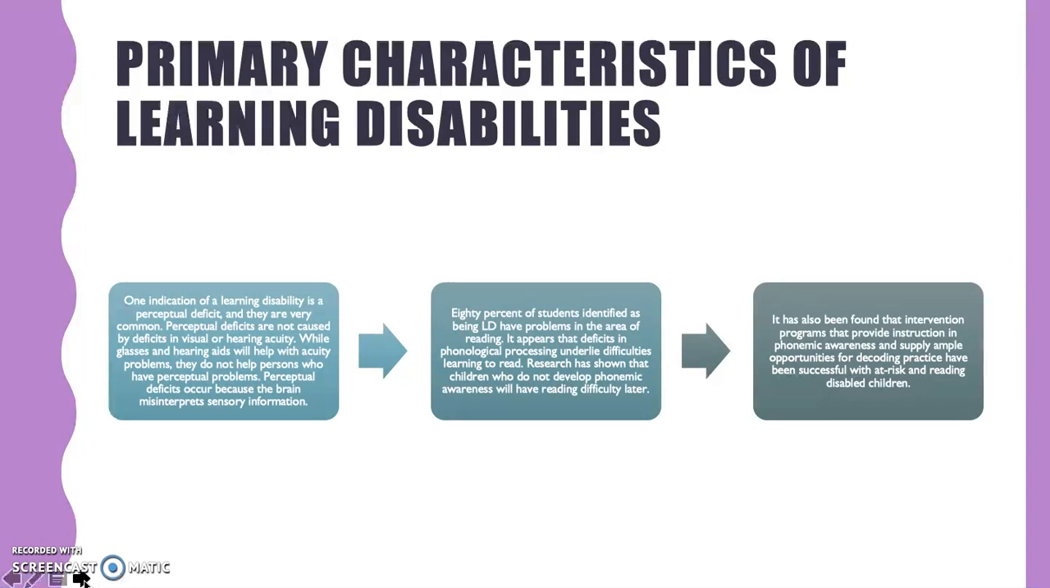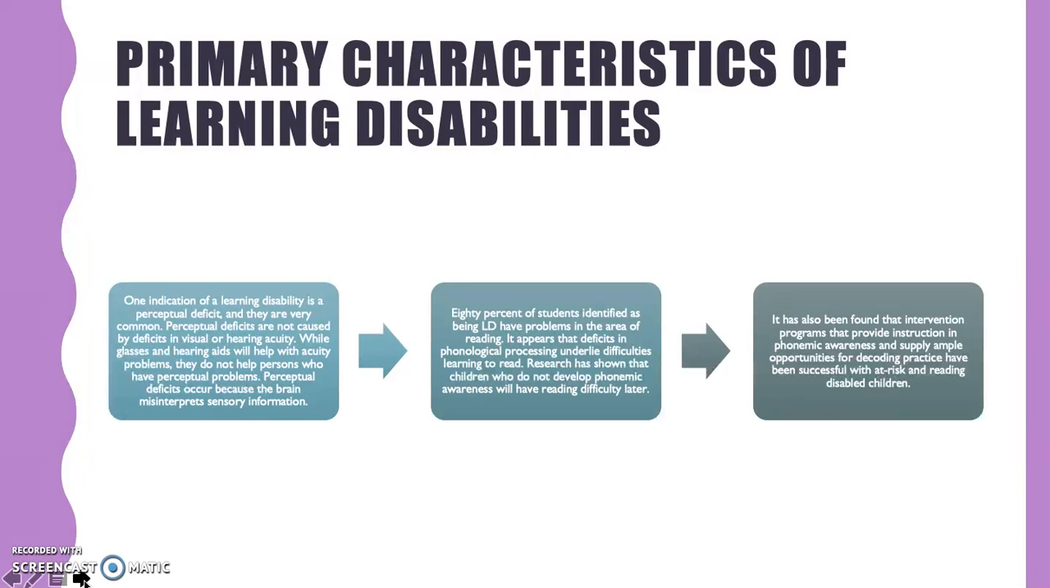Primary characteristics of learning disabilities. One indication of a learning disability is perceptual deficit, and these are very common. Perceptual deficits are not caused by deficits in visual or hearing acuity. While glasses or hearing aids will help with acuity problems, they do not help persons who have perceptual problems.